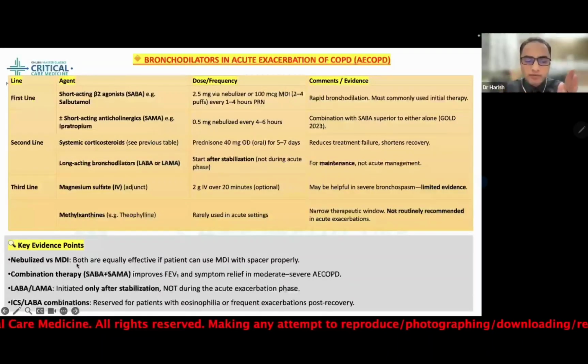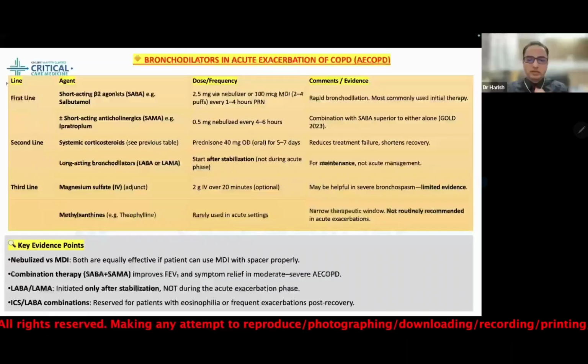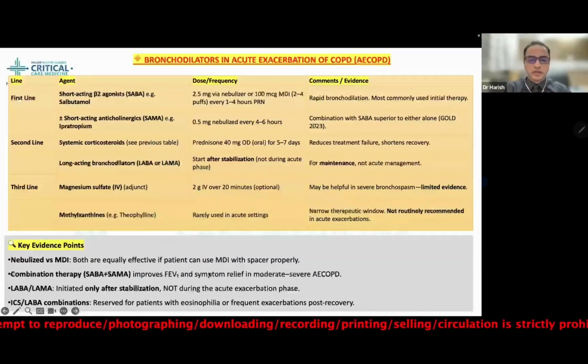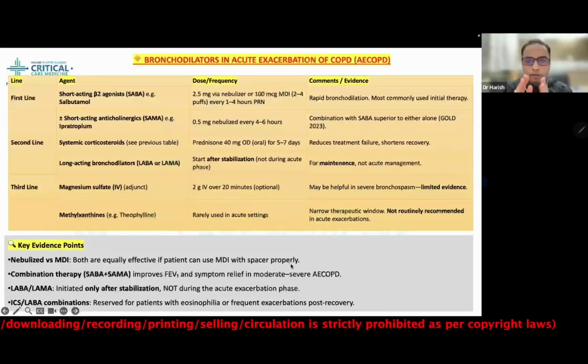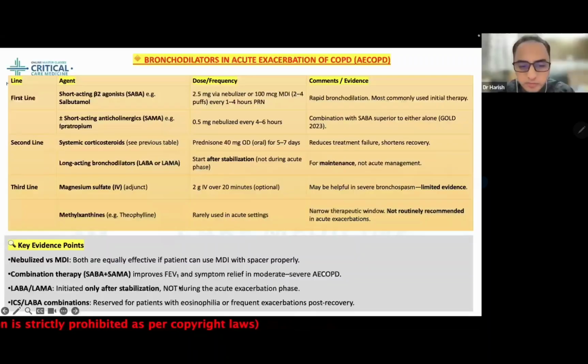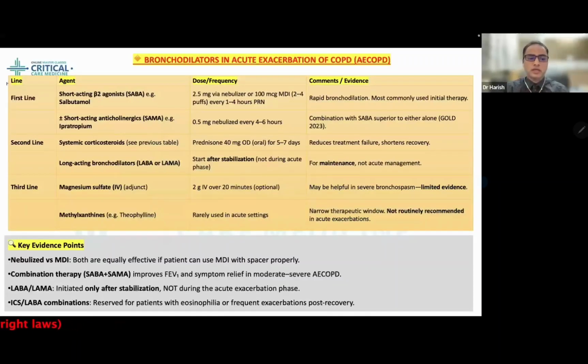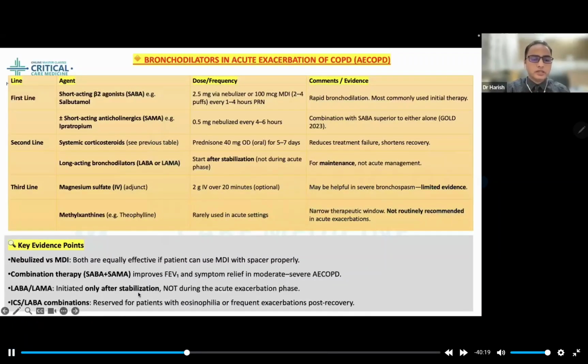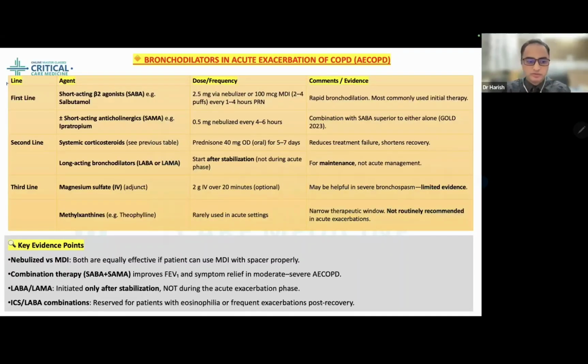Both are equally effective. So either you can go for a jet nebulization or an MDI puff. If the patient can use an MDI with a spacer properly, we can go for MDI also. Combination therapy, that is SABA plus SAMA, improves FEV1 and symptom relief in moderate to severe acute exacerbation of COPD. LABA and LAMA are initiated only after initial stabilization, not during the acute exacerbation phase.